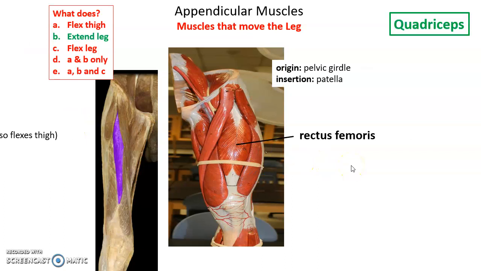Then we have the quadriceps muscles. Rectus femoris is the anterior-most of the quadriceps, which are all in the anterior compartment. It crosses both the hip joint and the knee joint, so it can extend the leg at the knee joint and flex the thigh at the hip joint.